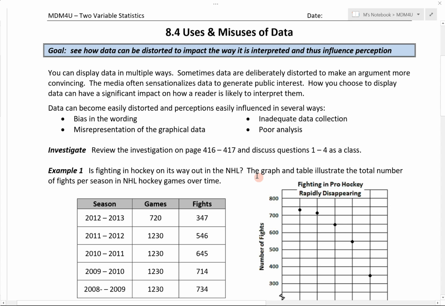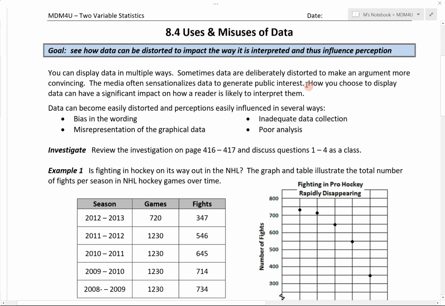8.4 Uses and misuses of data. So the goal here is to see how data can be distorted to impact the way it is interpreted and thus influence the perception of data. As you know already from the past topics, you can display data in many different ways. You can display them in a graph, table of values, scatter plots, bar graphs, histograms, many different kinds of plots. Now, sometimes data can be deliberately distorted to make an argument more convincing.